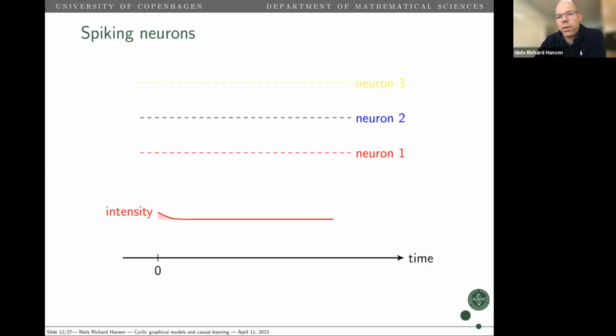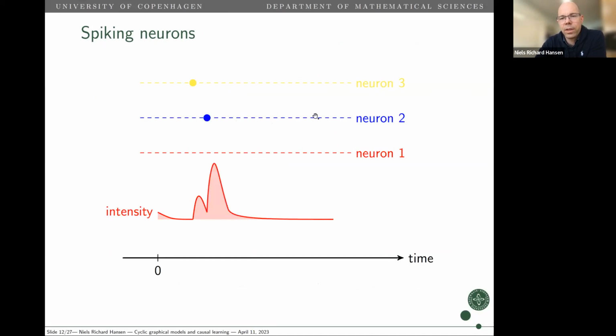So let's see how this could look for the neurons. We look at 3 neurons here, and the red neuron has an intensity. The other neurons also have an intensity, but I just focus on the intensity for the red neuron and how it develops as we see events for the 3 neurons. Here we see an event for the yellow neuron, and it increases the intensity for a spike of neuron 1. But it doesn't spike yet.